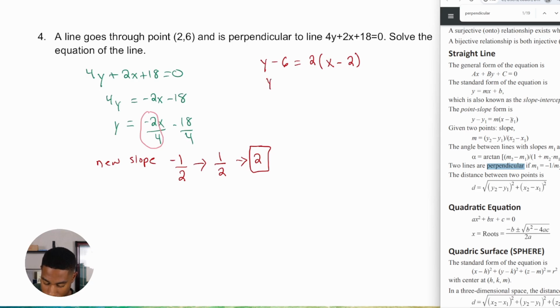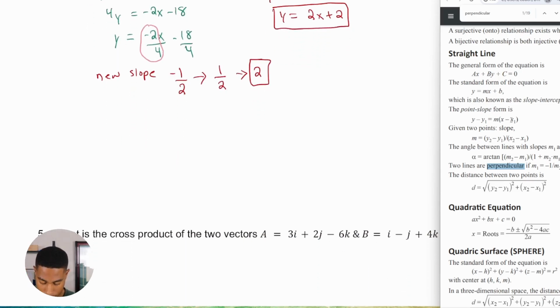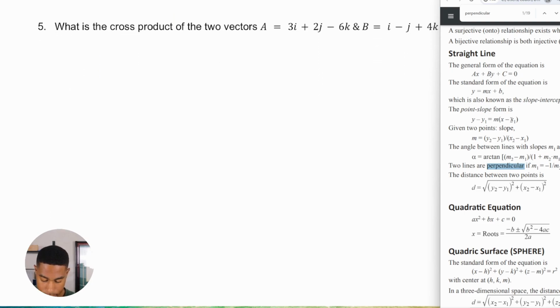So we have y minus 6 is equal to 2x minus 4. Okay. And then we should end up getting, we'll add 6 to both sides. So we get y is equal to 2x plus 2. And that is our equation for a line that is perpendicular to this equation. All right, let's look at number 5.